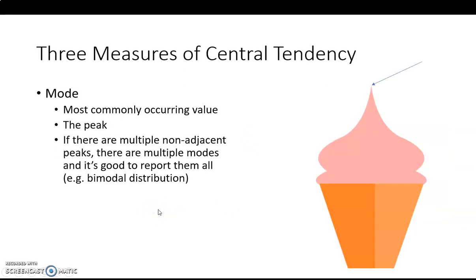The mode is a measure of central tendency that isn't used super commonly, but it's important to know about as well. It's the peak in a histogram. If you're visualizing your data with a histogram, it's where the peak is. If there are multiple non-adjacent peaks, then it's good to report all of the modes. A bimodal distribution is an example of a distribution with two modes, two peaks. So yeah, this is the most commonly occurring value in your data set.